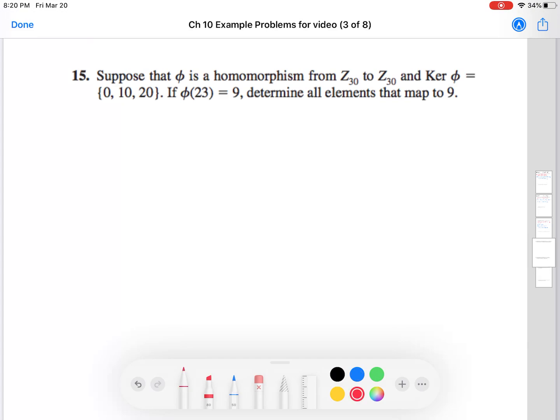Now, in order to do this, we're actually going to use a theorem. We're going to use theorem 10.1, item number 6. What this said is that we can know everything that maps to an item by using our kernel. So it allows us to say phi inverse of 9 equals 23 plus the kernel of phi.